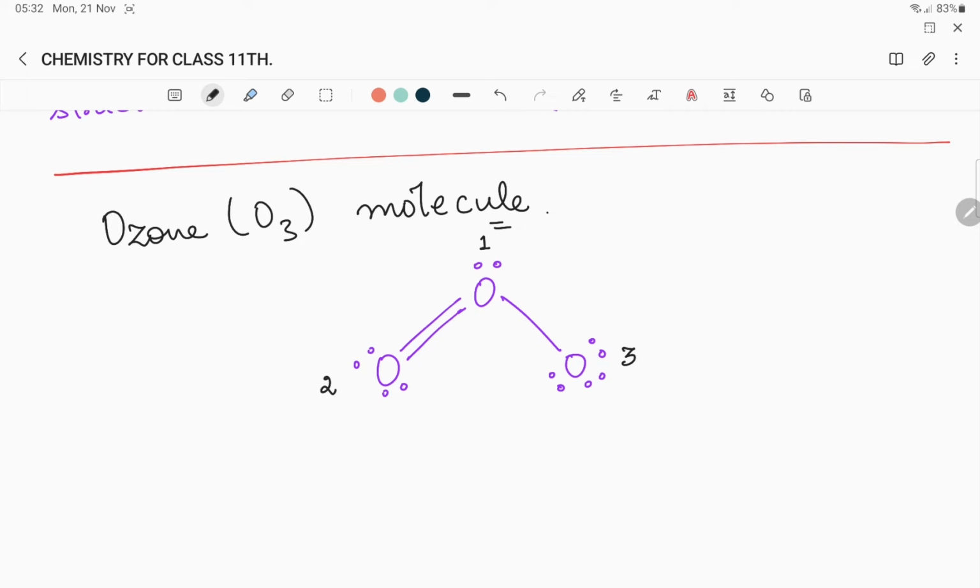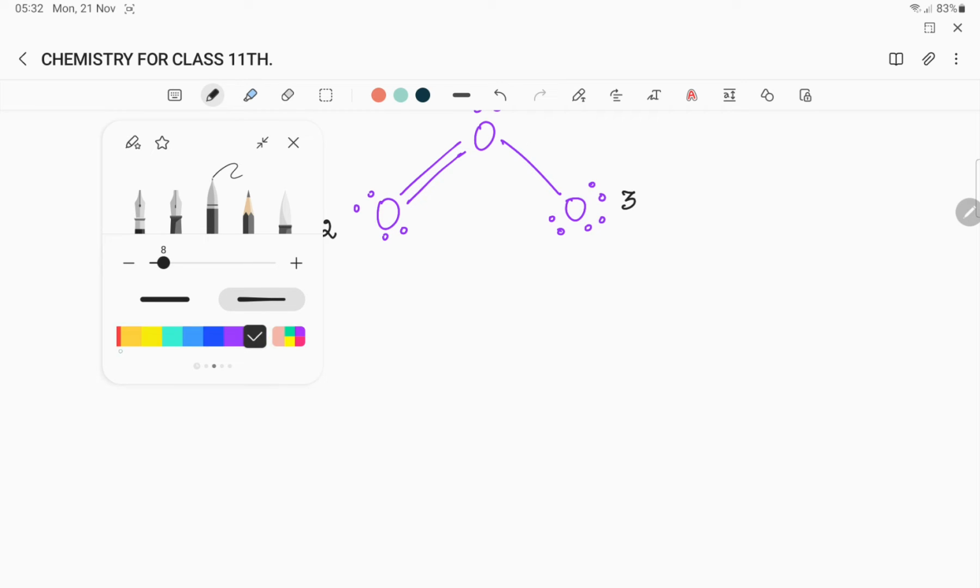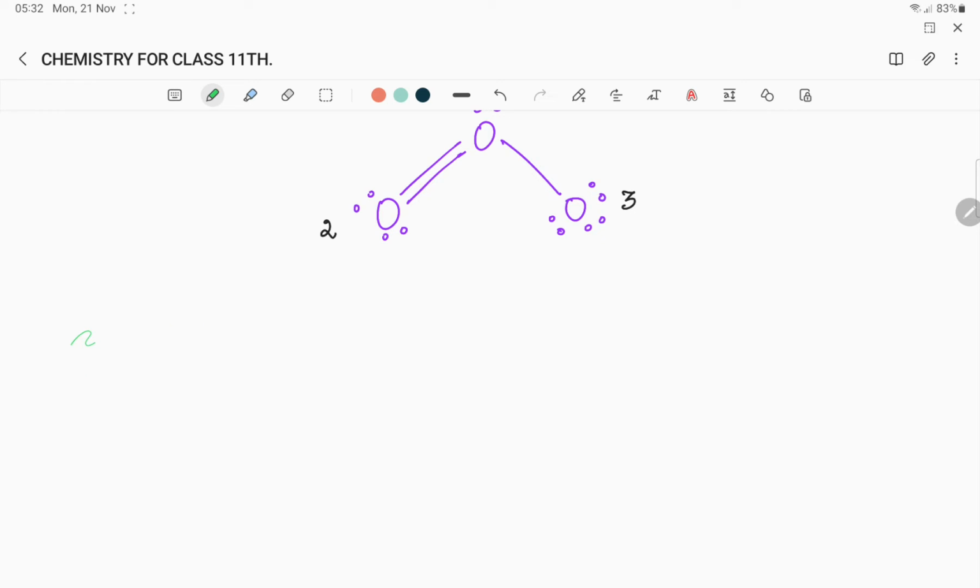Now we are going to calculate formal charge on each oxygen atom, that is oxygen number 1, 2 and 3. So let us calculate. First we will calculate formal charge on oxygen number 1, that is Fc on oxygen atom marked 1, okay.